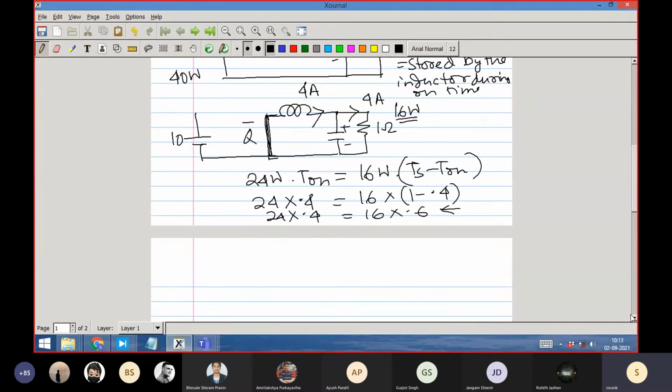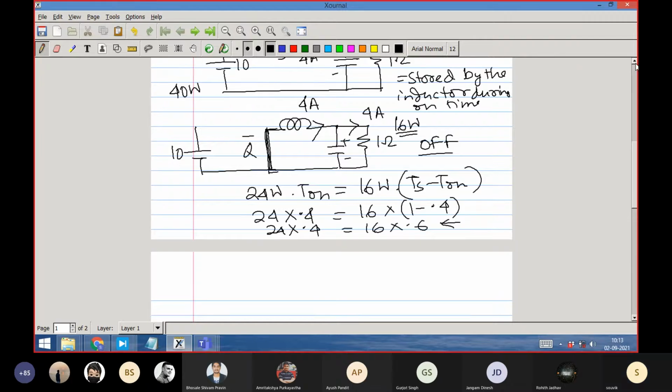Right? So when the inductor, energy is not coming from the supply, this is the off state. When energy is not coming from the supply, then who will give this 16 watt? This 16 watt will now be given by the inductor. And how will it give it? Because it has some stored energy. How did it get the stored energy? It got the stored energy when in the on state.